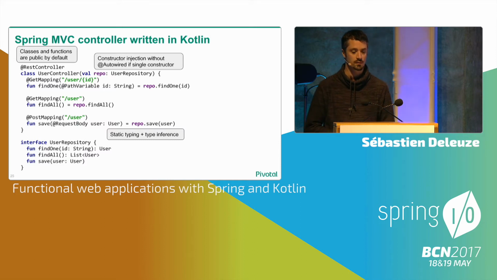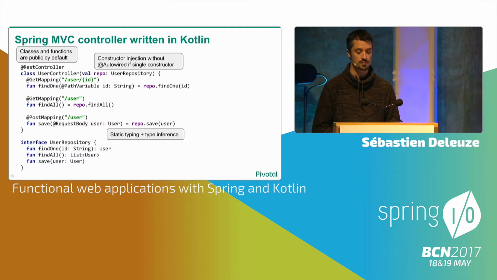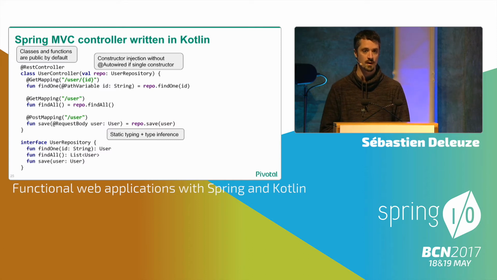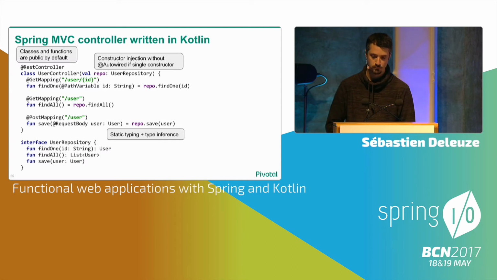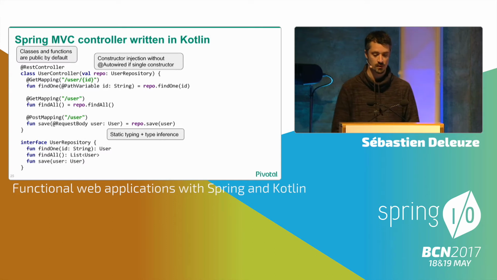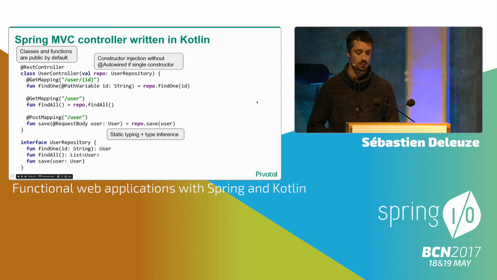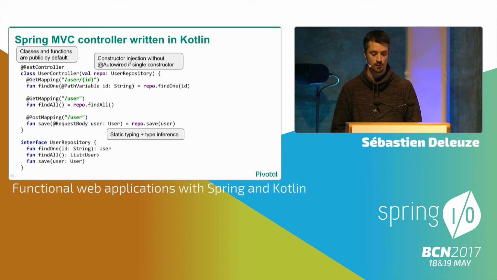With type inference in Kotlin, for example, the save method of the controller will have the same return value type as the user repository's save. That's automatically understood by the compiler, and your code is as statically typed as Java, even if the syntax is as short as in Groovy. You don't have to specify @Autowired since Spring 4.3, so it will automatically inject the user repository since there is a single constructor.